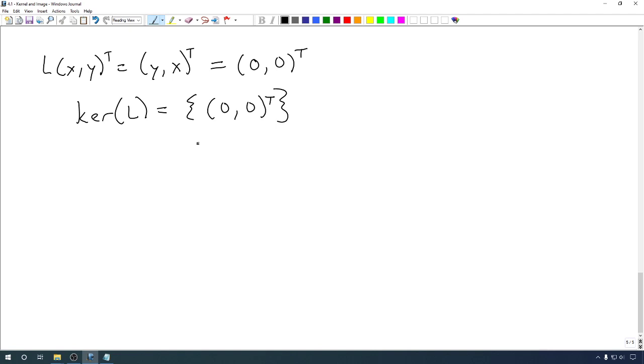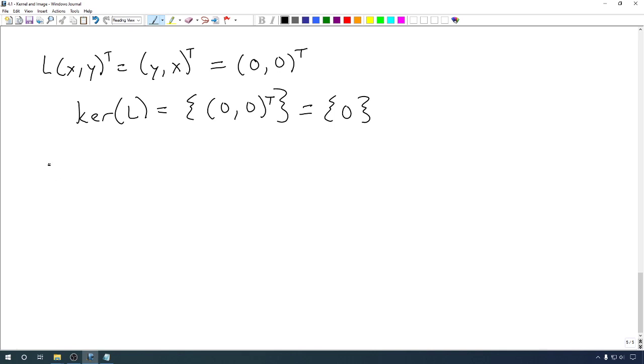Now, we do have to have that in the kernel. We always have the 0 vector in the kernel. In fact, we could just write this saying that we're talking about the 0 vector. But the 0 vector always maps to 0. We know that to always be true. But it's really the question of what else could be there. In this particular case, there's nothing else there. Only 0 maps to 0.